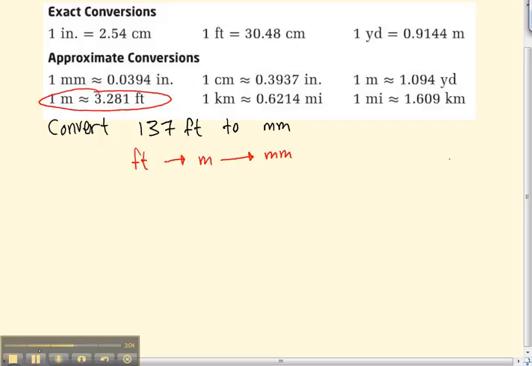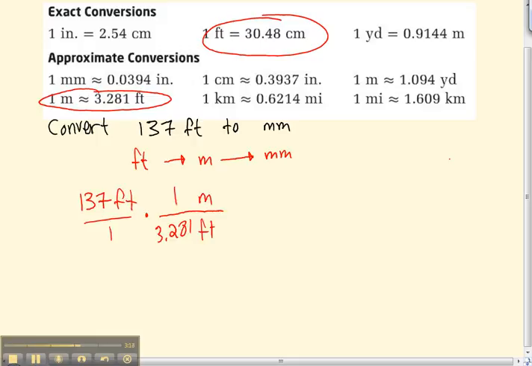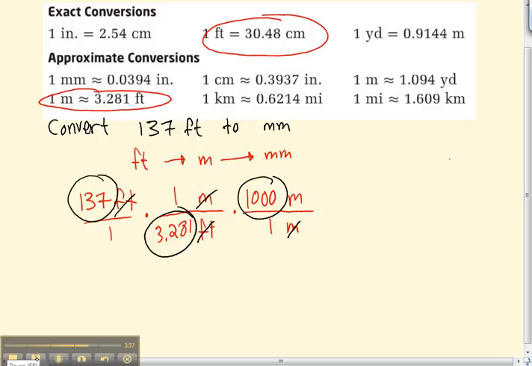Okay, well I'm going to convert feet to meters using that conversion factor there. I could have also converted feet to centimeters using this one here. It doesn't really matter which way you do it, but here's how that works out with the one I showed you there. So 137 feet divided by 3.281 feet per meter, and that gets me an answer in meters. And then to get to millimeters, just multiply by 1,000. Feet cancels out there and there. Meters cancels out here and here. So I do 137 divided by 3.281 times 1,000, and that gets me my answer, 41,756 millimeters.